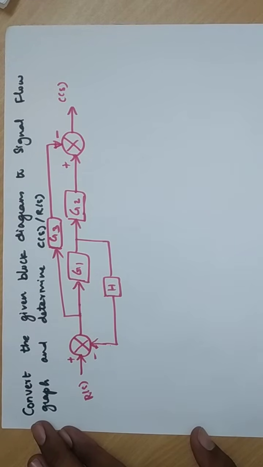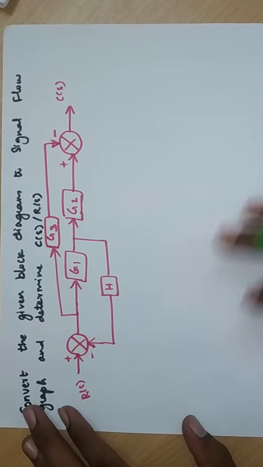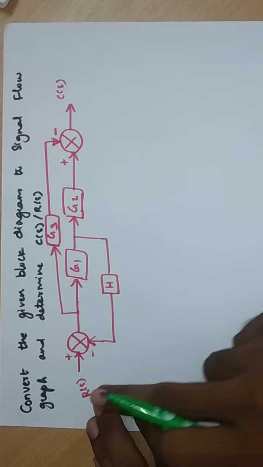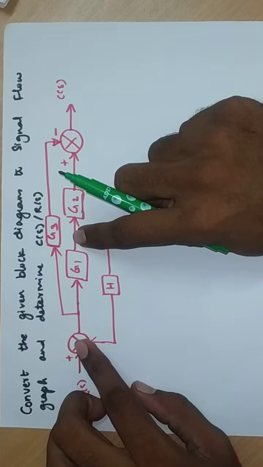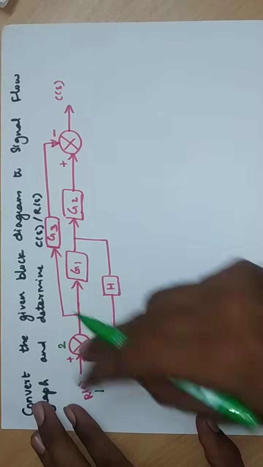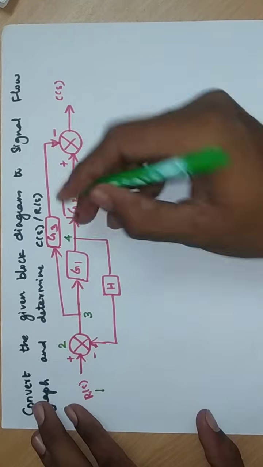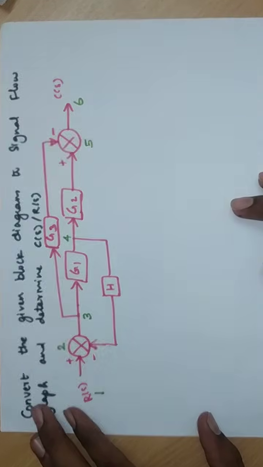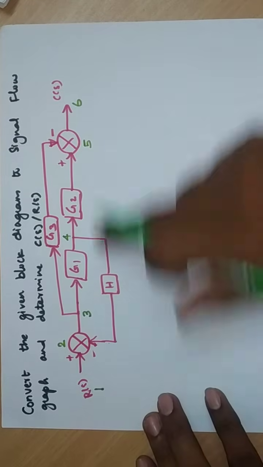Conversion of block diagram to signal flow graph is very simple. You need to do it with more care. Just give a number for the terms: inputs, outputs, summer points and branch points. You need to give a sequence of numbers. Input 1, 2 this is summer, 3 this is branch point, 4 this is one more branch point, 5 this is summer, this is the output 6. So while converting the block diagram into signal flow graph, we need 6 nodes.